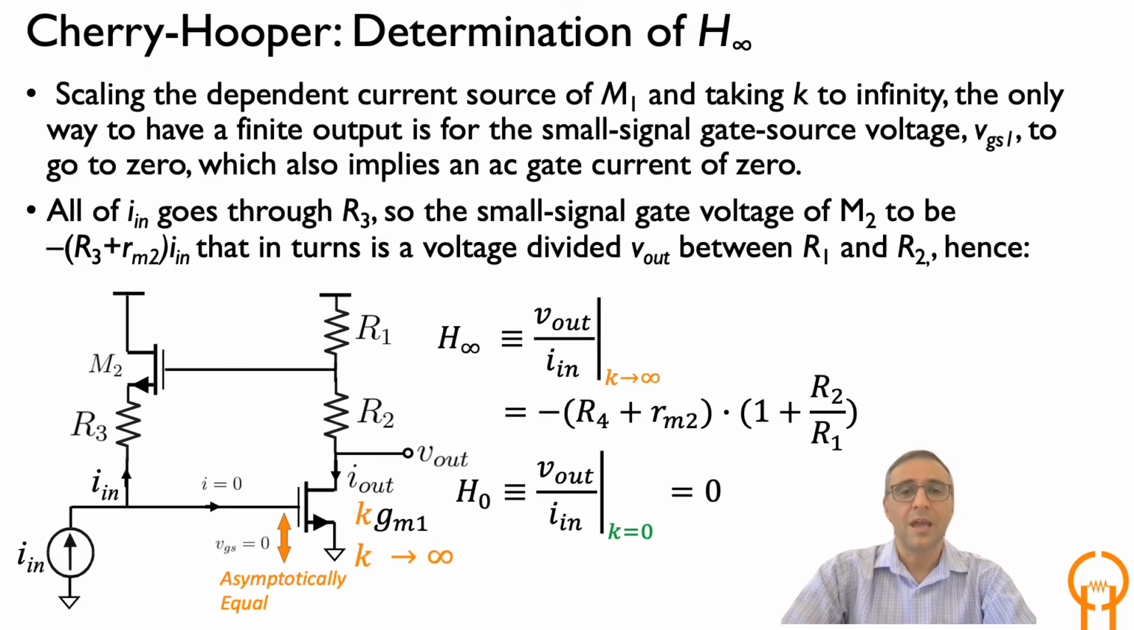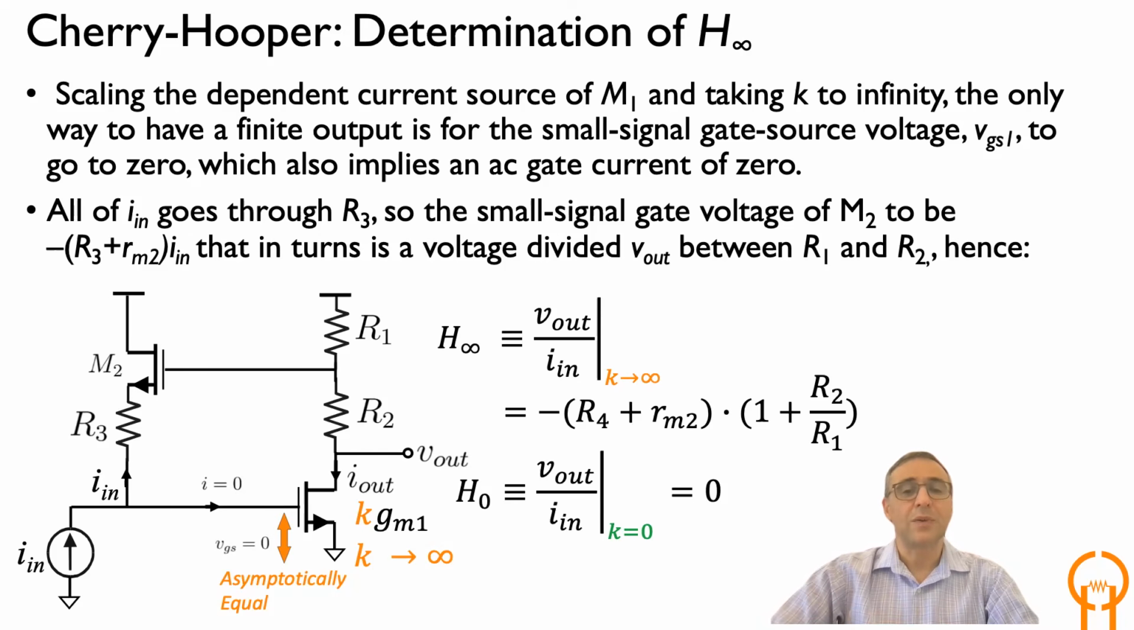R3 plus RM2, and then that is the voltage that you see at halfway between R1 and R2, and that voltage is related to V out through a division, which is going to introduce that second term 1 plus R2 over R1. So the H infinity asymptotic transfer function gain in this case is going to be negative R4 plus RM2 times 1 plus R2 over R1. And you can use the parameters of this thing to adjust your load resistance, if you will, the effective load resistance of the Cherry Hooper, given by this expression.